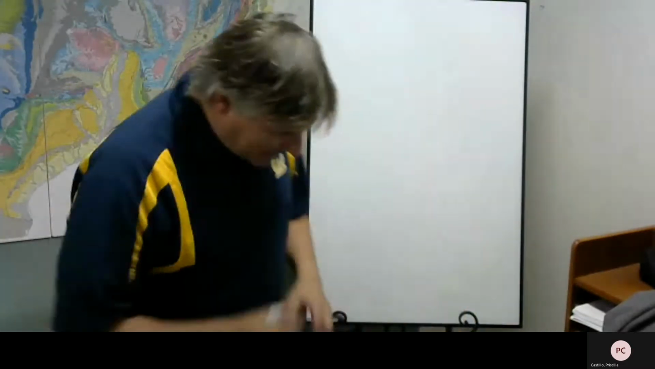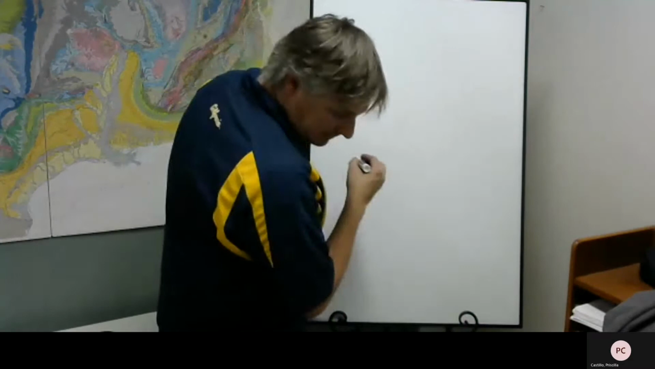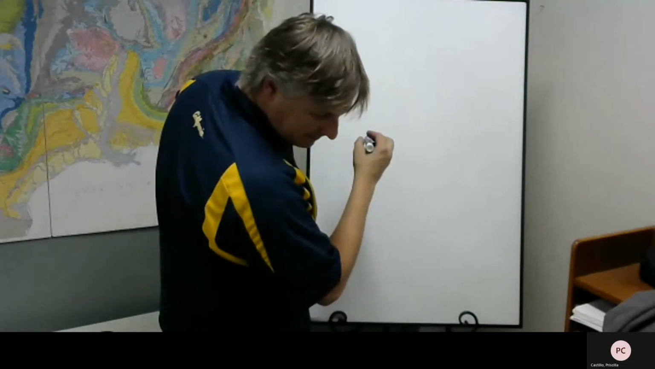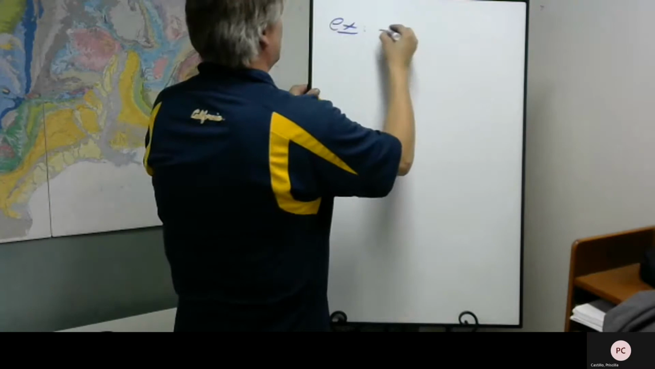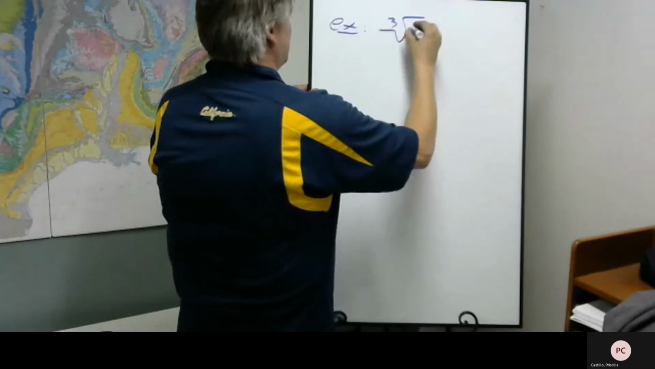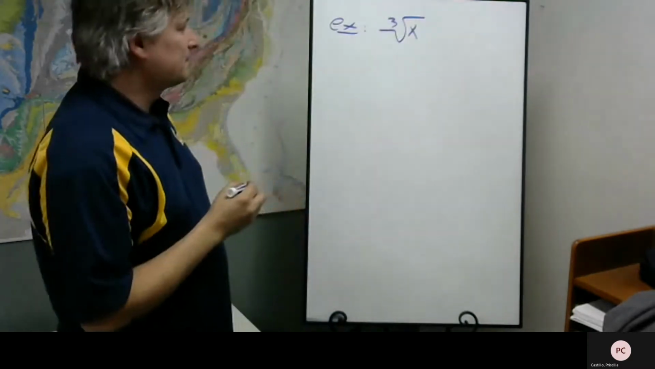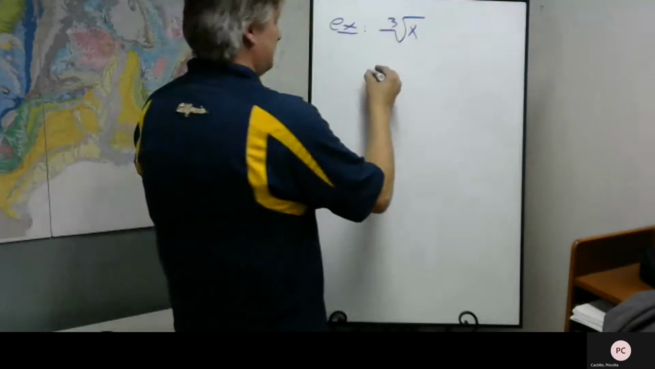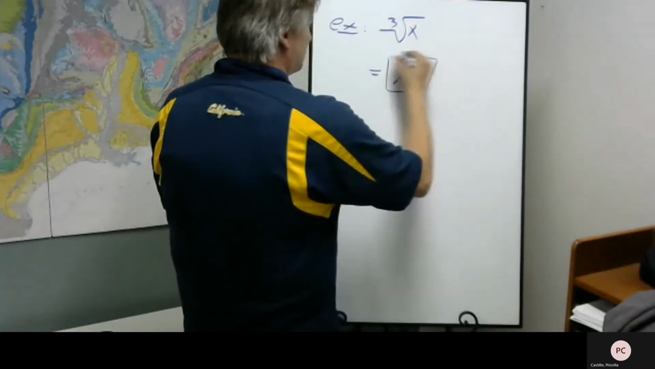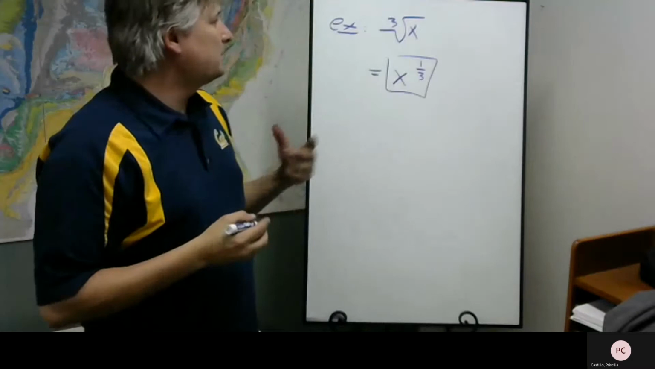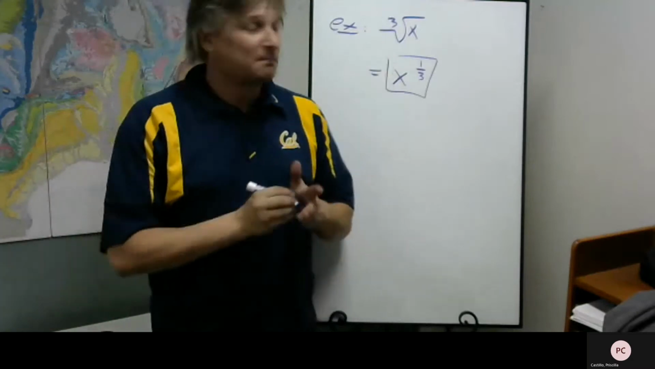Now, let's say we go in the opposite direction. Let's say we have the cube root of x. Well, again, we can just call this x to the 1/3. Rational exponents and roots are the same thing.